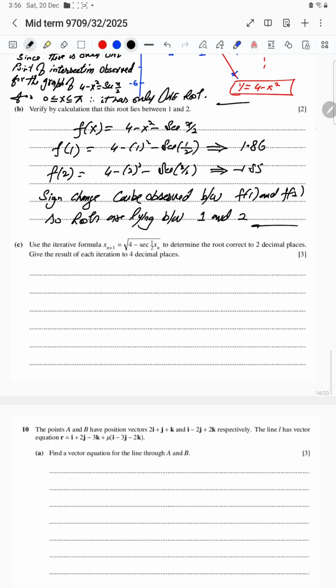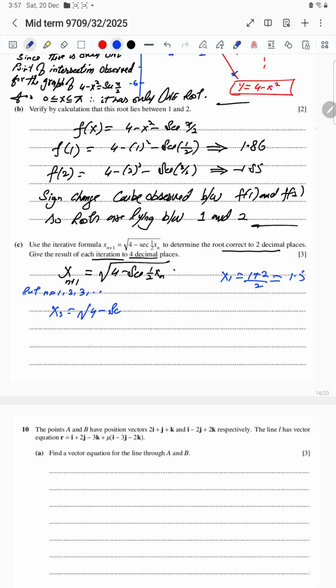Final is the iterative method, very easy. You are given x n plus 1 equal to root of 4 minus secant of 1 by 2 x n. Iterative formula, and correct to 2 decimal places. Each iteration should be to 4 decimal places, right? So first initial value x1 will be 1 plus 2 by 2 as is given in part B, so it's 1.5. So do replace, put n equal to 1, then 2, then 3, and so on until you get the repeated results. So x2 will be 4 minus secant of 1 by 2 and 1.5.